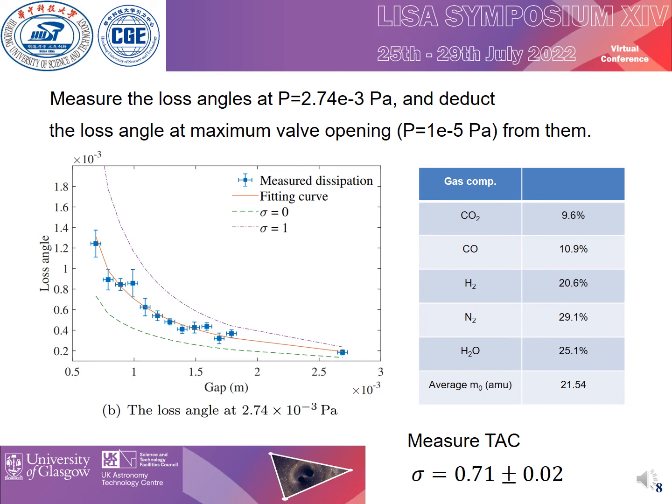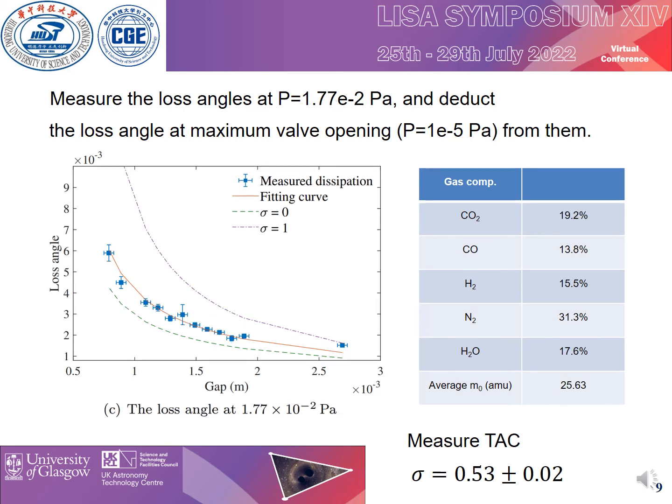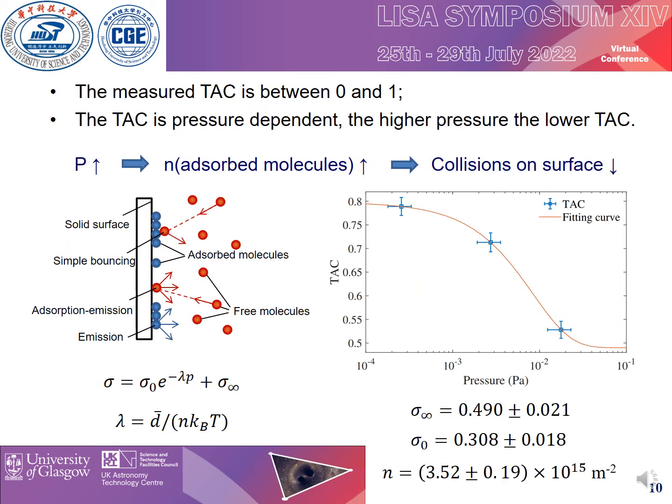We also measured the thermal accommodation coefficient at different pressures. This is the measured loss angle when the pressure is 2.74 mPa. The TAC is fitted out as 0.71. This is the measured loss angle when the pressure is 17.7 mPa. The TAC is fitted out as 0.53. From all the experimental results, we can find that firstly, the TAC is between 0 and 1, which is consistent with our model. Secondly, the TAC is pressure dependent. The higher the pressure, the lower the TAC.